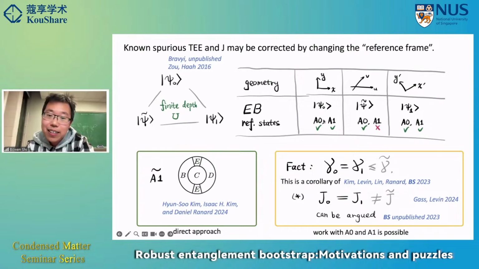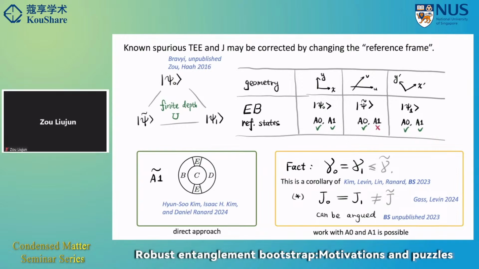That's a good question. So that's related to dealing with error. So I would say that's part of a robust entanglement bootstrap, and that hasn't been developed yet. I see. Good.